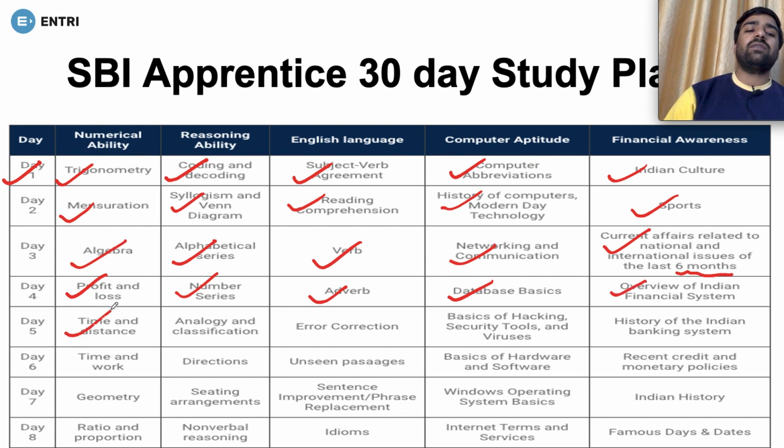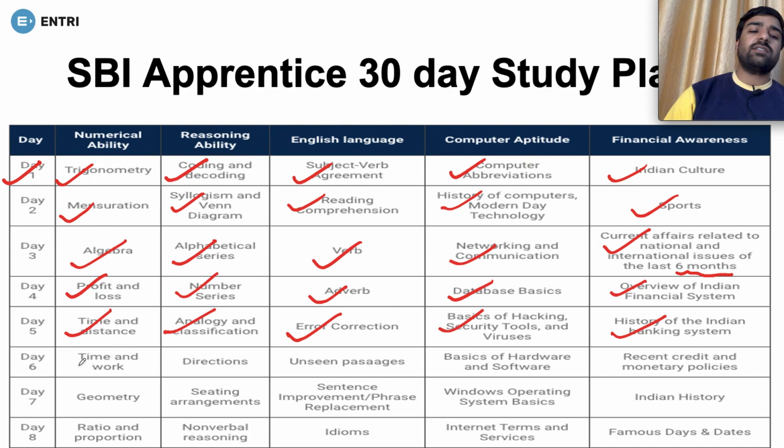On day 5, practice time and distance from numerical ability, analogy and classification from reasoning, error correction from English, basics of hacking, security tools and viruses from computer, and history of the Indian banking system in financial awareness.